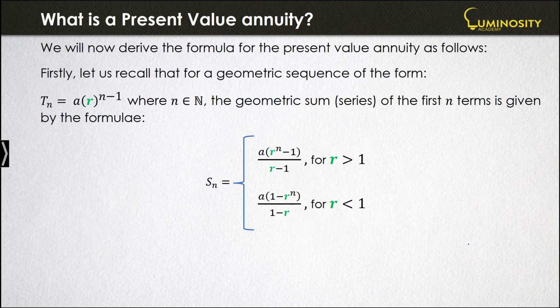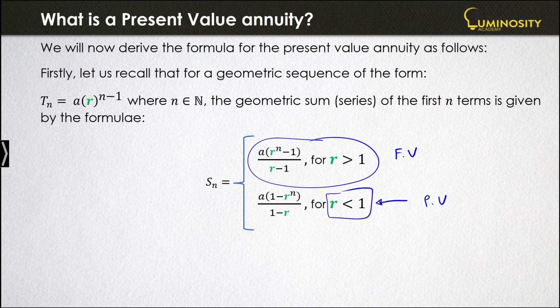So again, we talk about the geometric sequence formulae. When r is greater than 1, we use this one for the future value formula. But we're actually going to use this one here for the present value formula. And we're going to see why now, because our r value is going to be less than 1.